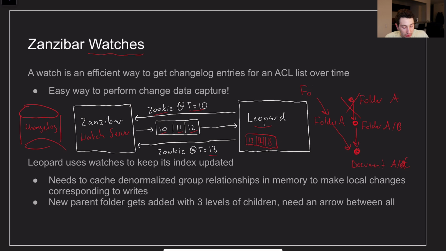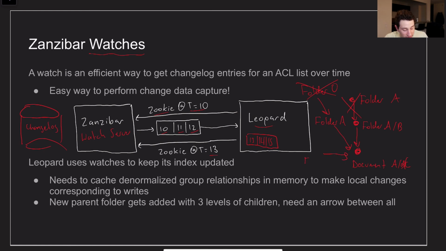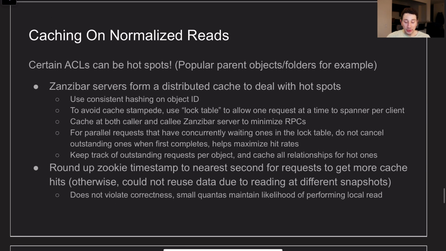Now, in the event that some existing parent folder were to be added to folder A, maybe folder A now becomes a part of folder 0. We need to be able to denormalize that and say, okay, well, I see that folder A is also attached to document A/B/C, so now there's an edge here from folder 0 to A/B/C. So we need to keep that whole thing denormalized so that we don't have to do an entire graph traversal every single time there's an incoming entry. But the point is that one additional write to Zanzibar may result in thousands or tens of thousands of writes to Leopard, so there can be a lot of expansion as a result of that.